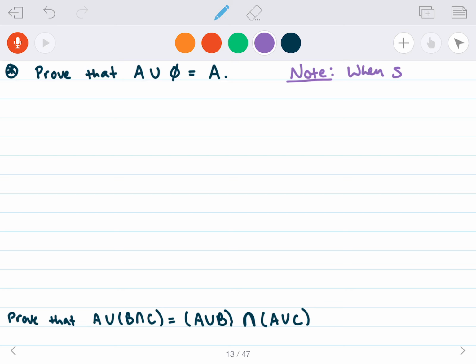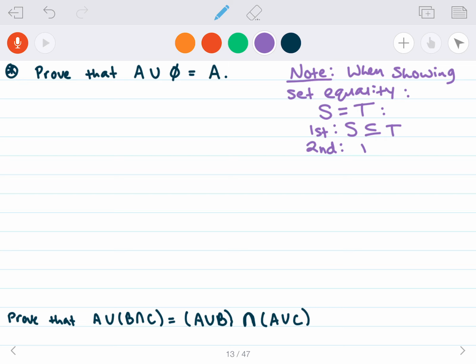When showing set equality, let's say a set S equals a set T. When we're trying to show this, we want to show first that S is contained in T, and then second, we want to show that T is contained in S. If we show both of these things, then the sets have to be equal. That's a strategy that's very important that you're going to use all the time.